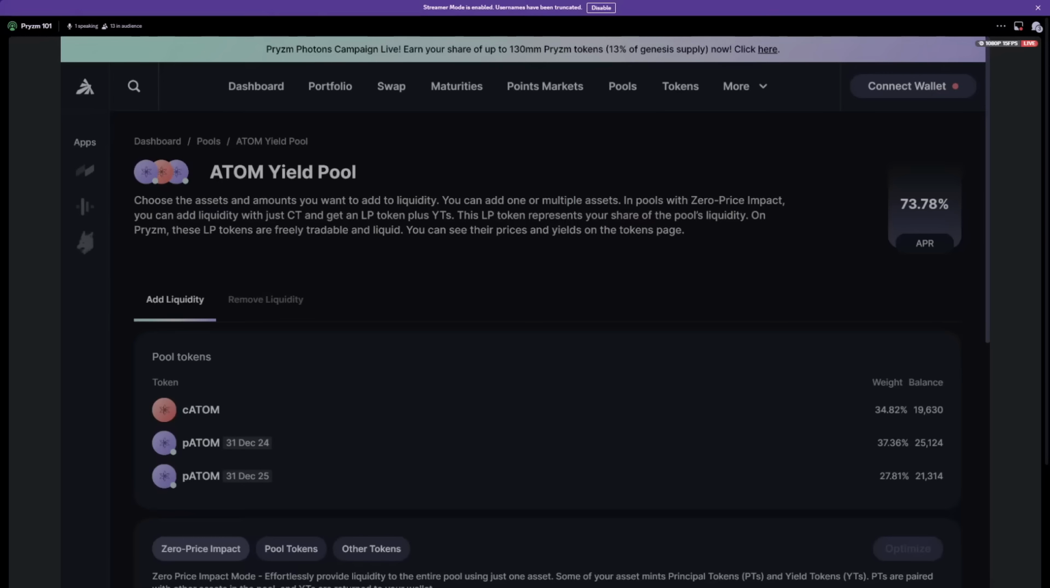Does anyone have any questions on liquidity pool tokens, fixed yield tokens, and when it can be a good time to buy fixed yield tokens or buy liquidity pool tokens? Feel free to chat.